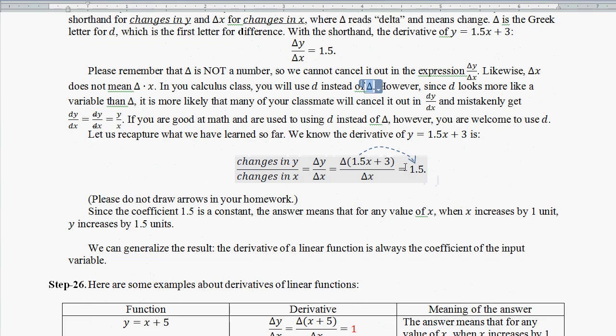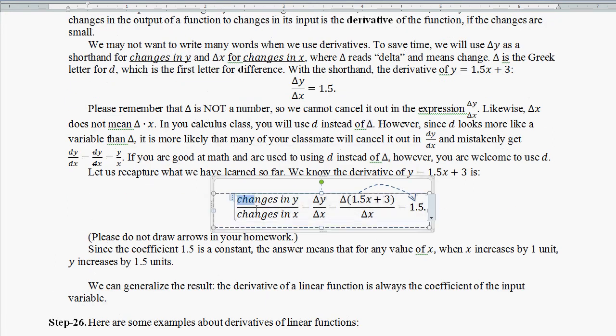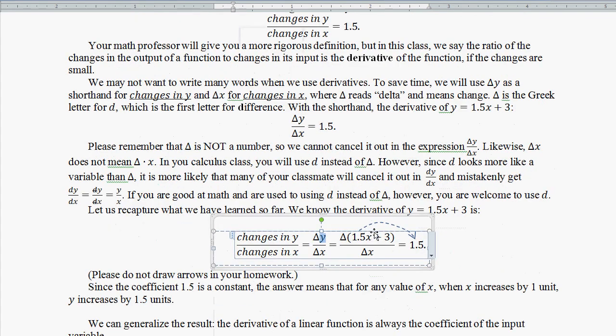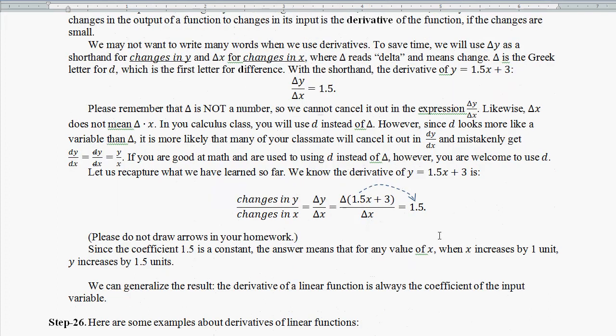Okay, so we were talking about derivative. That's the derivative, and it's equal to delta y over delta x. How do we calculate it? Let's plug in y. Y is equal to 1.5x plus 3, and just now we said that that's equal to 1.5, because when x increases by 1 unit, y will increase by 1.5. When x increases by 1 unit, y will increase by 1.5.